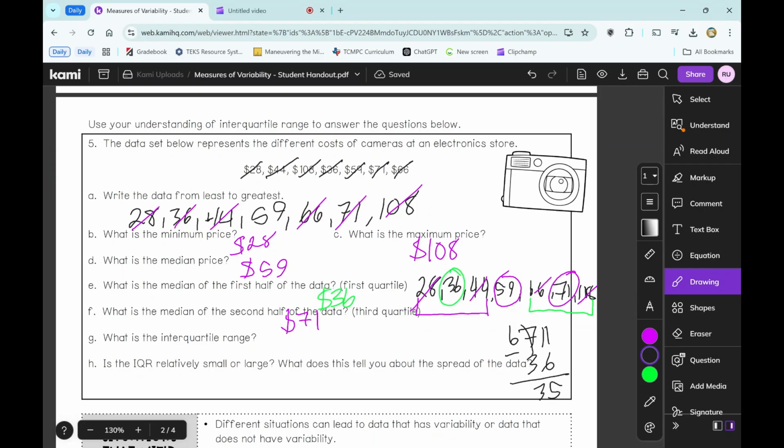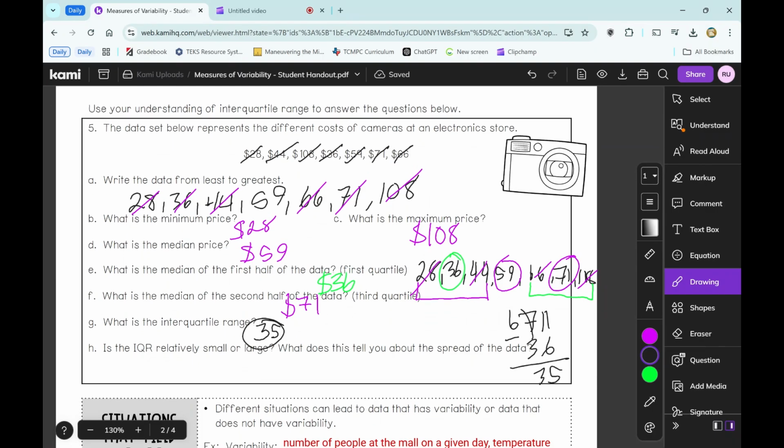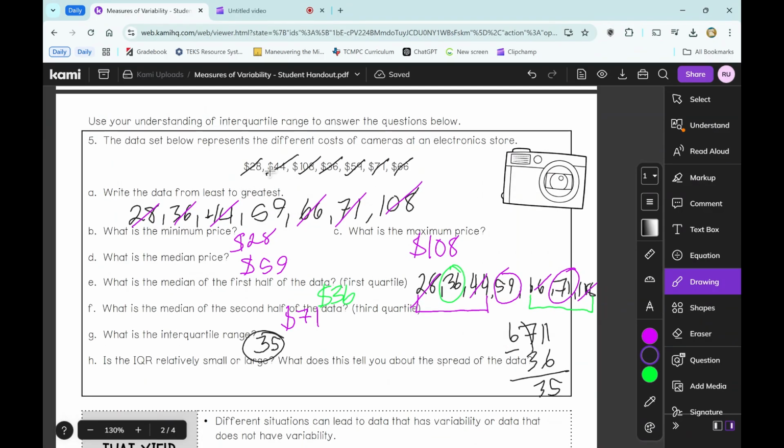So what is the IQR range? In this case, it is 35. So our question is asking us, is the IQR relatively small or large? What does this tell you about the spread of the data? Looking at the numbers that we have, I wouldn't say that 35 is very small. It's kind of in the middle of all of these data points, considering that we know that the median price is 59. It's not that far off from it.